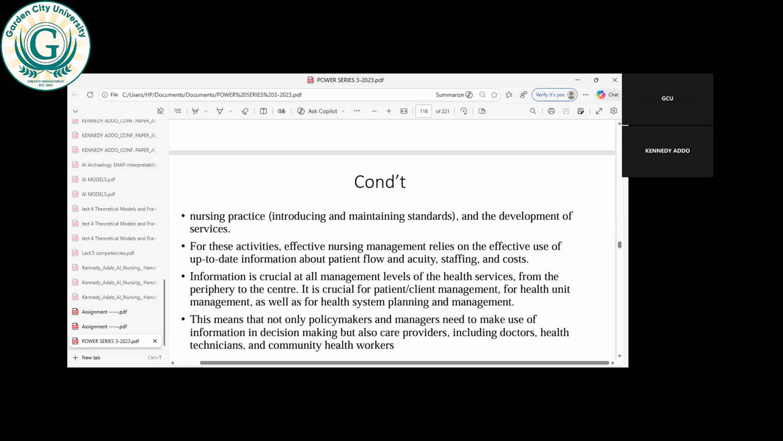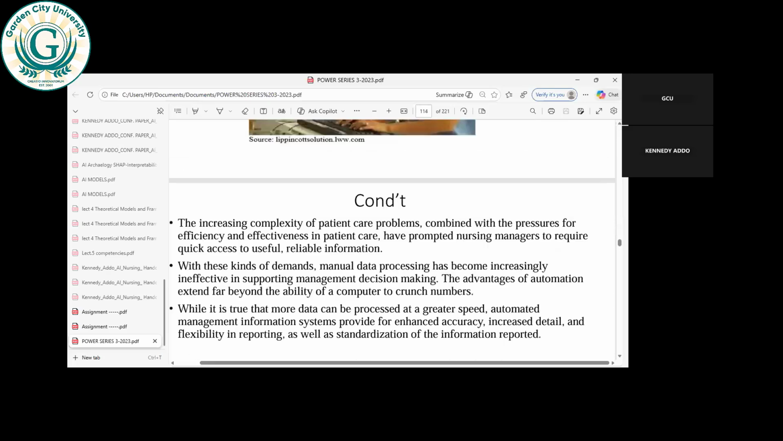Okay, I'll share the slides. Can you see it? It is now loading. Okay, I think it's quite clear now.